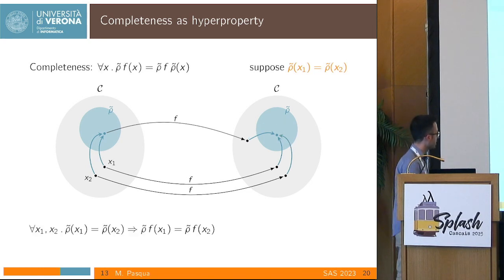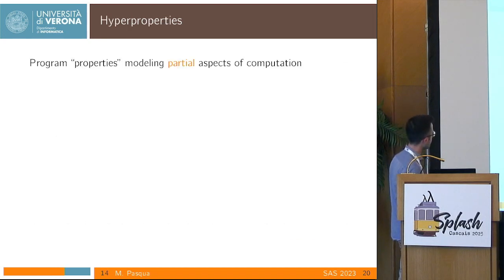And so basically, if we assume this equation, so if you assume that the inputs of the concrete function have the same image under rho, then we have that the abstraction of the concrete computation is the same. So we removed here the dependency on the analyzer, so we can reason about completeness only in terms of an abstraction of the concrete computation. Well, this is a hyperproperty of the program. So we jumped from a property of the analyzer to a hyperproperty of the program.